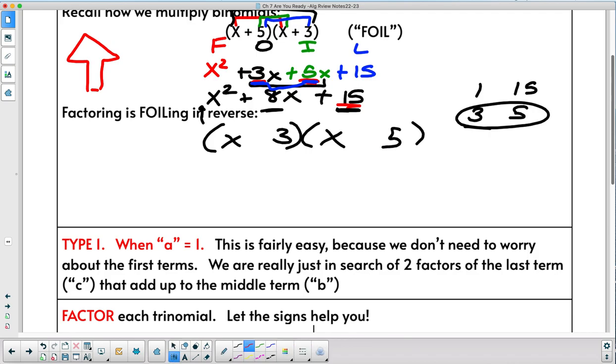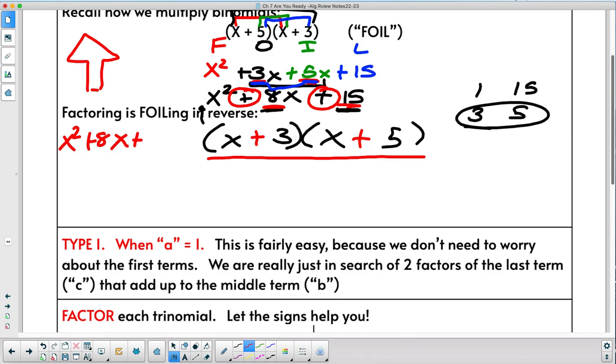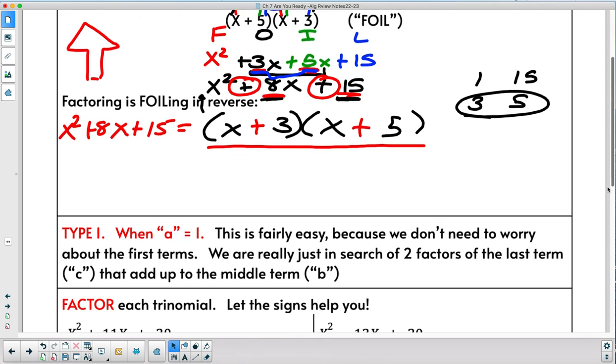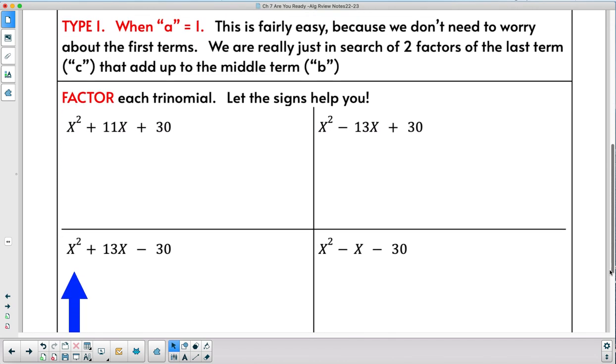Now I've got to keep in mind that because this is plus, the signs in front of the 3 and 5 are either both negative or both positive. This tells me they're both positive, and it's 3 plus 5, so that's what I have for my factors. So I've broken this down into the factors. My x squared plus 8x plus 15 has been factored to become the quantity x plus 3 times the quantity x plus 5. Now, we are doing this unfoil, okay?